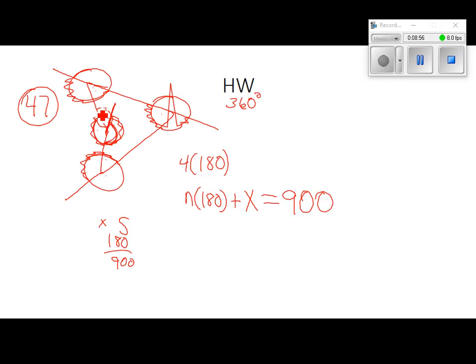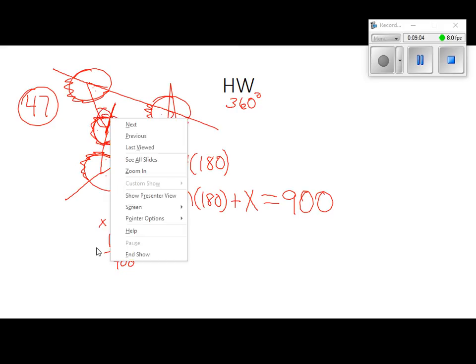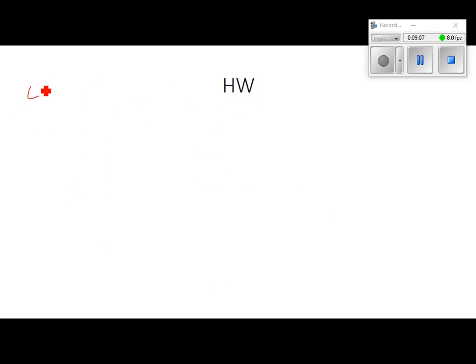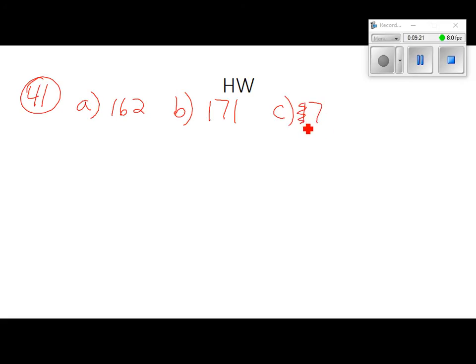Which of the following angle measures are possible interior angle measures of a regular polygon? Explain your reasoning, select all that apply. What's answer A? 162. Answer B? C? 75. D? 40. Now they want to know which one of these can be an interior angle for a regular polygon, whatever it is.